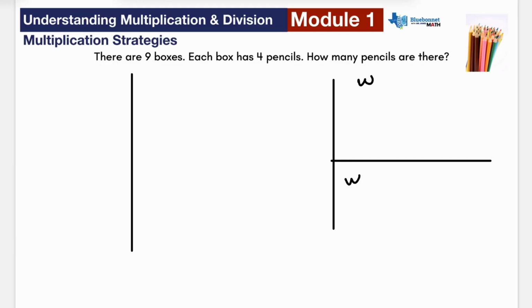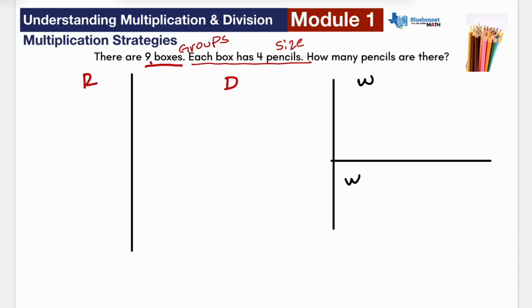Okay? So after reading the question, let's identify what was important. It says that there are 9 boxes. We know that boxes can also mean what? Groups. So I'm going to write groups right here. It says each box has 4 pencils. So each has 4 pencils inside. That means that that would be the size of the groups. It says how many pencils are there. So now we know we're looking for a total, which also does mean that we will be multiplying.